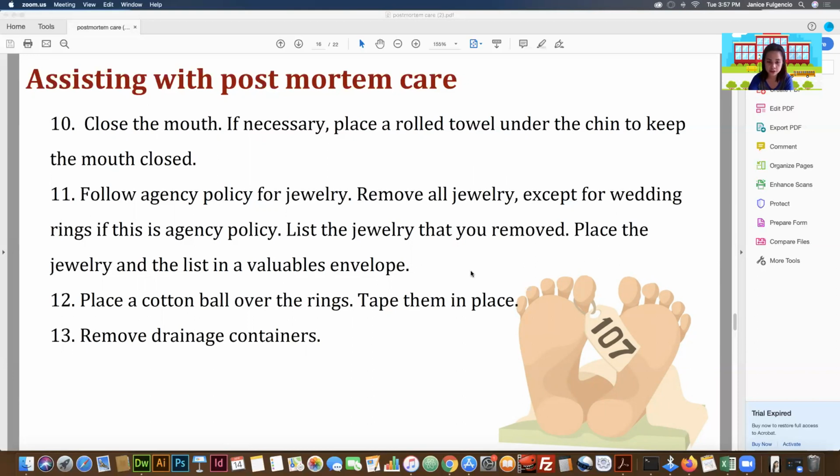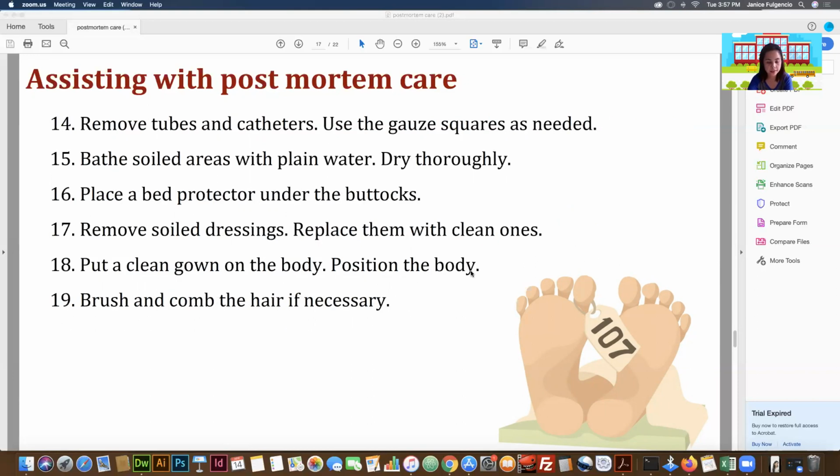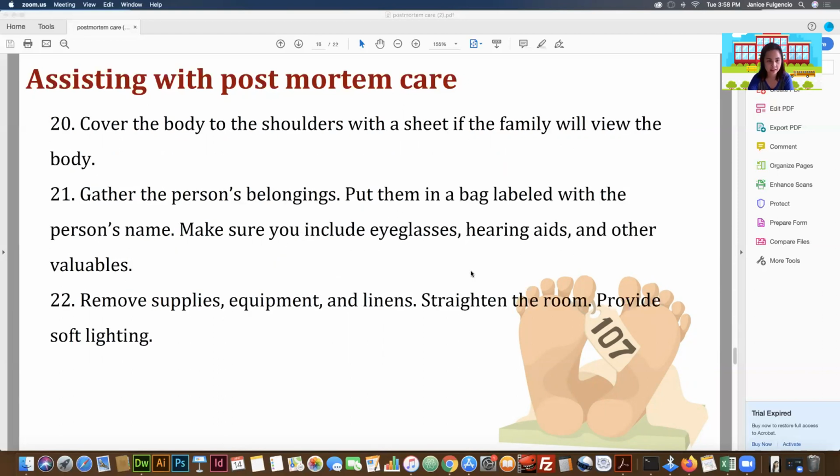Then remove drainage containers, like IV tubing and Foley catheter. Remove tubes and catheters, bathe soiled areas with plain water, and dry thoroughly. Place a waterproof protector under the buttocks, because as I've told you, all the secretions will go out. Remove soiled dressings and replace them with clean ones. Put a clean gown on the body, position the body, and comb the hair if necessary.